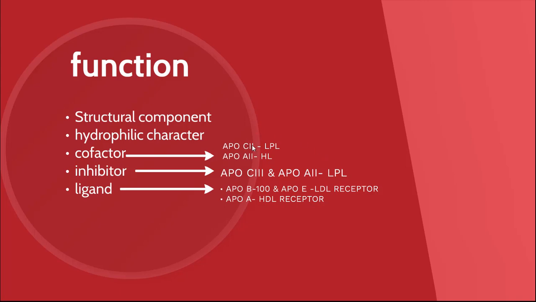So you can see ApoC2 is the activator of lipoprotein lipase, and ApoC3 and ApoA2 are the inhibitors of lipoprotein lipase. They also act as ligands to recognize lipoprotein receptors on the cell surface for the uptake of lipoprotein, such as ApoB100 and ApoE, which act as ligands for the LDL receptor, and ApoA, which acts as a ligand for the HDL receptor.